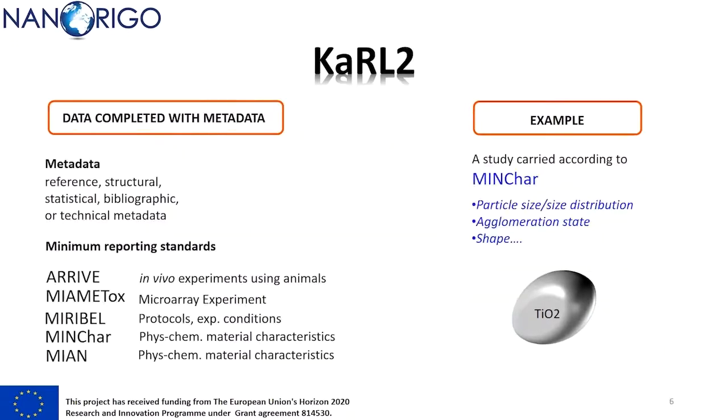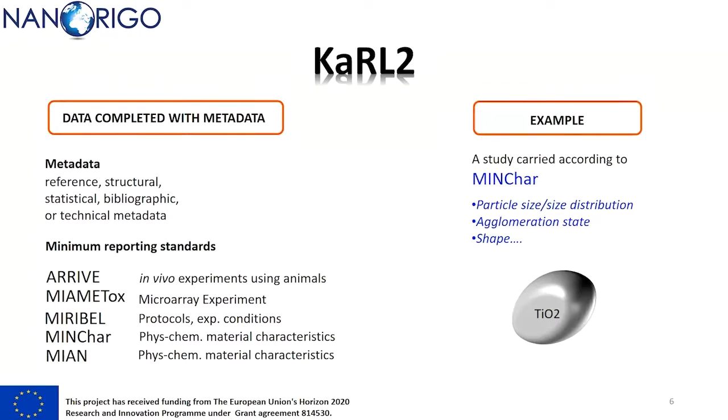KaRL 2 is considered data completed with metadata. And metadata are of different types: reference, structural, statistical, bibliographic, or technical metadata. There are also some existing minimum reporting standards, such as ARRIVE, MIAME-Tox, MIRIBEL, MINChar, MIAN. All of those require scientists to report also different types of metadata.